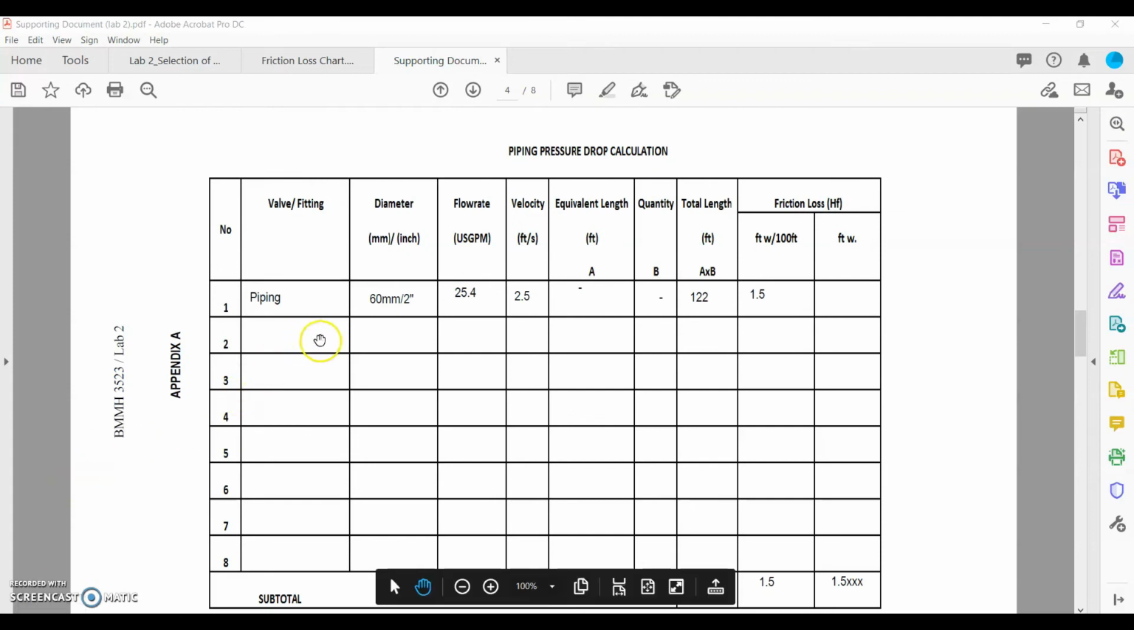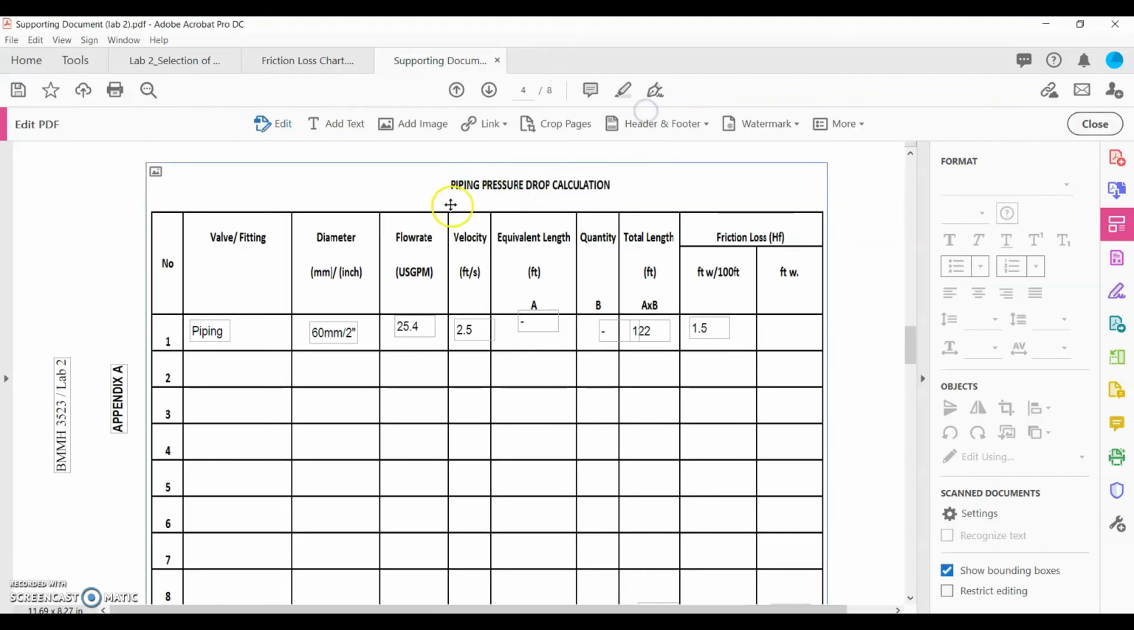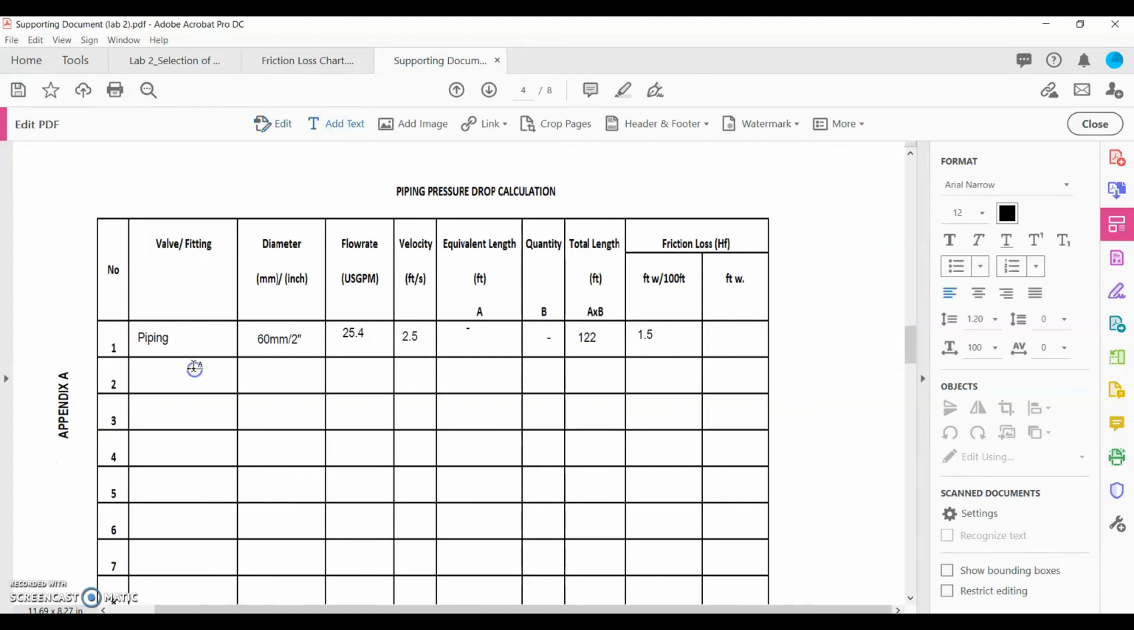Okay, we continue for part 2. So we just finished the piping, and then for the second one, what fittings are attached in the piping? Okay, let's say you have a gate valve.